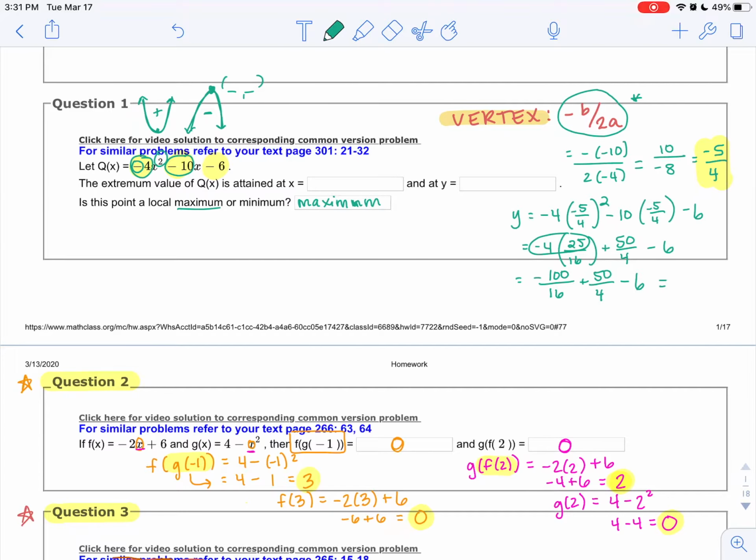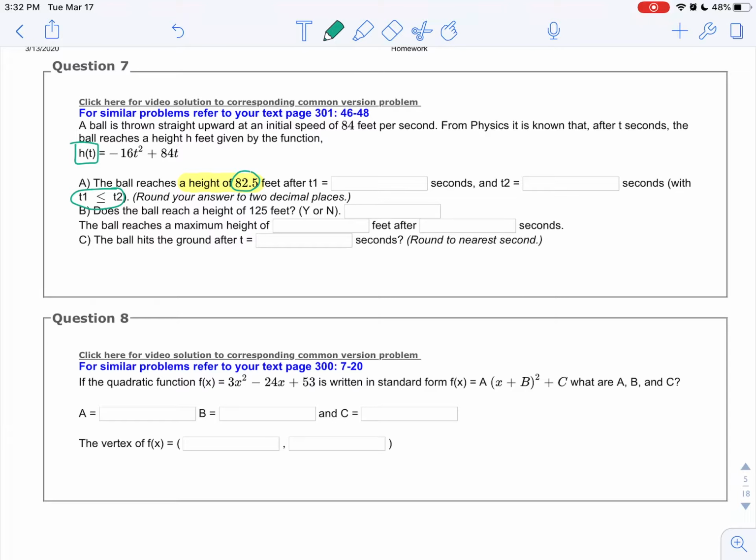So what we're going to do here is it's telling us that we have a height of 82.5 feet. So what we're going to do is plug in that number for height in our function, which would be this h of t. And then I'm going to solve for t. And because this is a quadratic, I'm going to end up with two answers. That's why there's a t1 and a t2 value. So if I plug in 82.5 for h of t, then I have 82.5 equals negative 16t squared plus 84t. And so what we want to do is solve for t here.